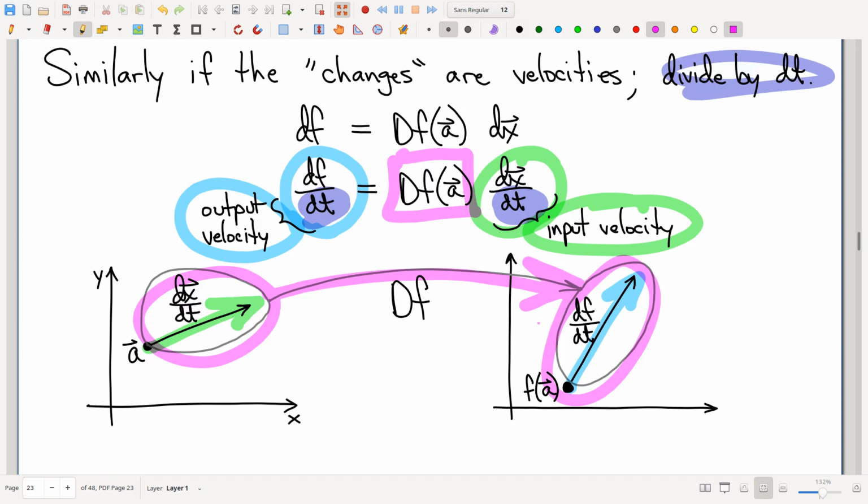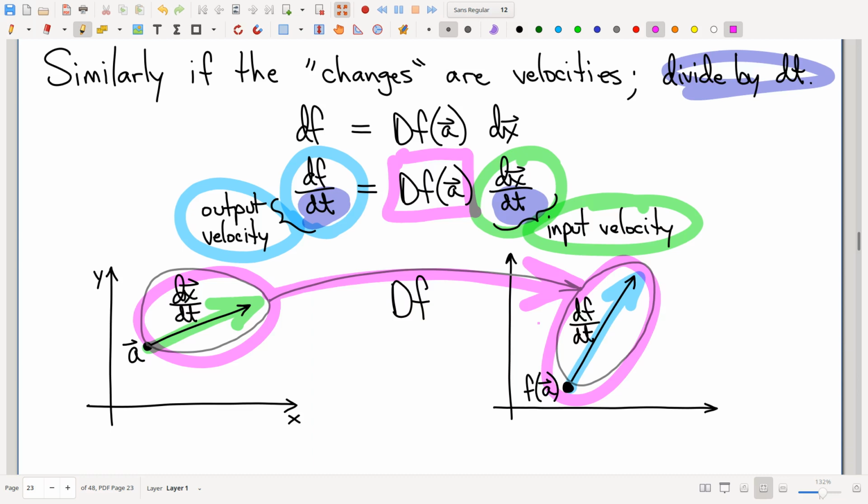For whatever it's worth, I find this more intuitively satisfying than the one on the previous page because it's instantaneous, because there's no approximation involved, right? I'm not saying that this is our estimate of the output velocity. This is our output velocity. Again, assuming the function's differentiable. So, pretty satisfying.